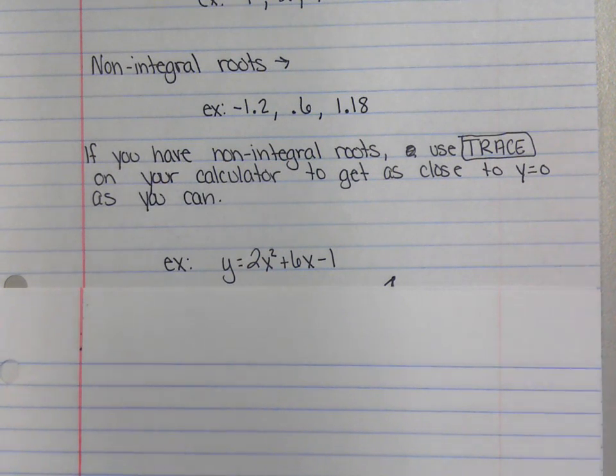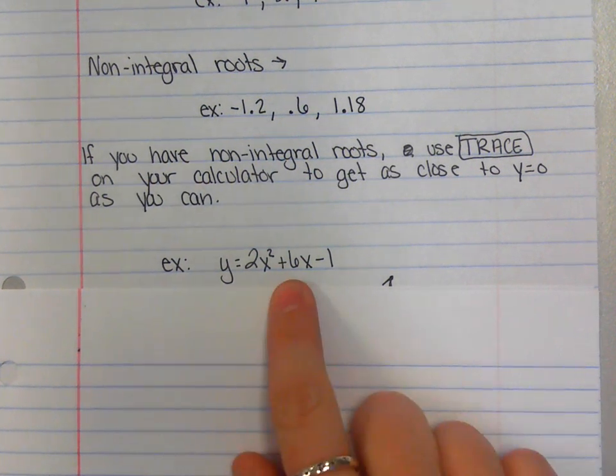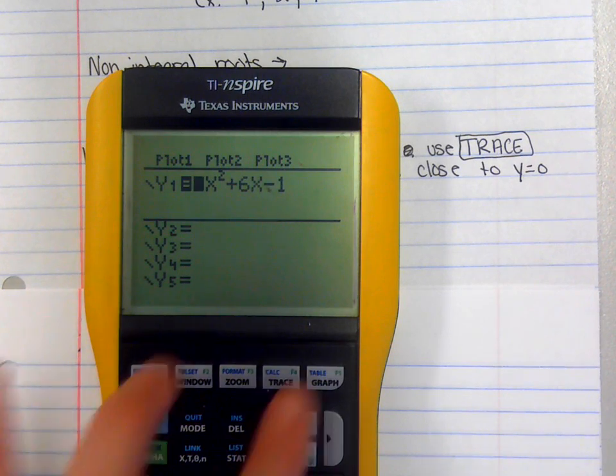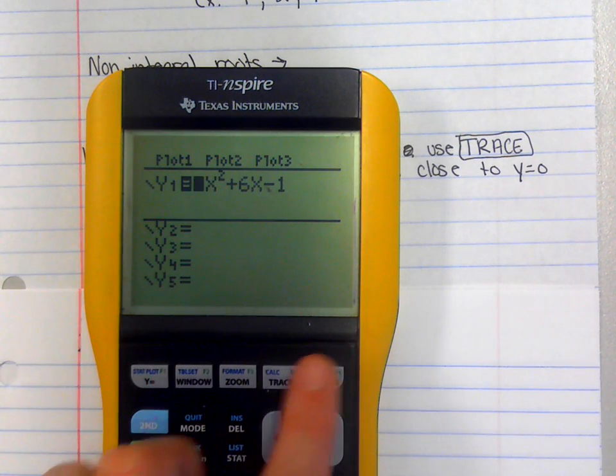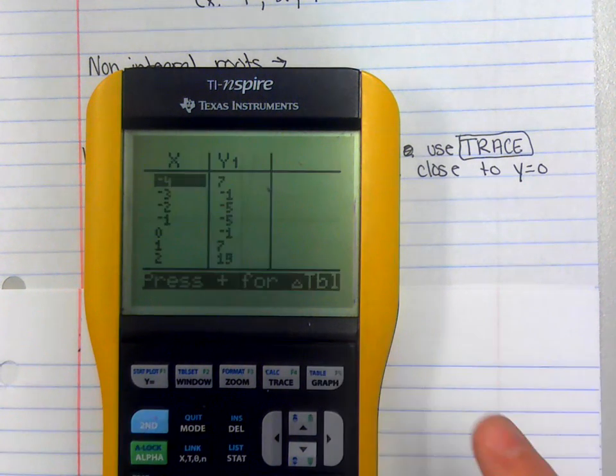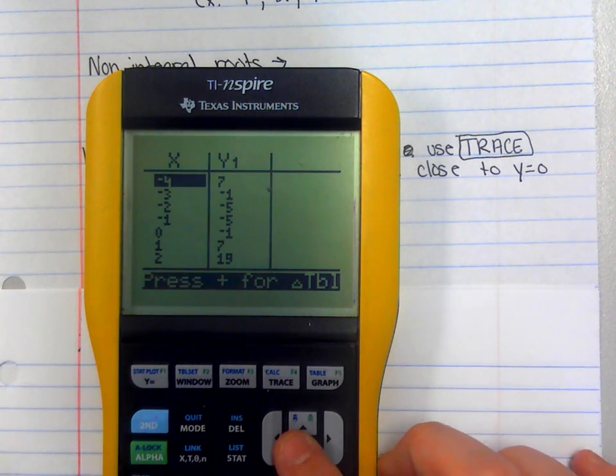What we're going to do with our non-integral roots is we're going to put it in the calculator, and then we're going to use our trace function in order to get as close to the x-axis as we can. So here's the example we're going to use. Go ahead and put that in the y equals in your calculator. All right, here's my equation, and then when I graph it, it looks like that. If I go to the table, it does not show me where y equals 0.